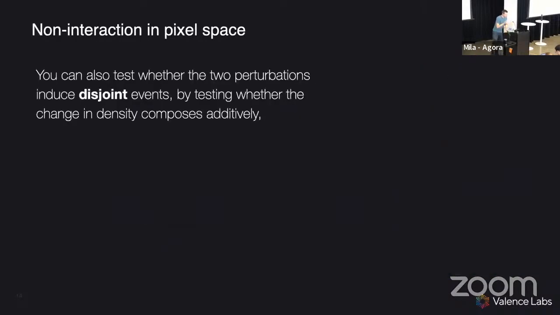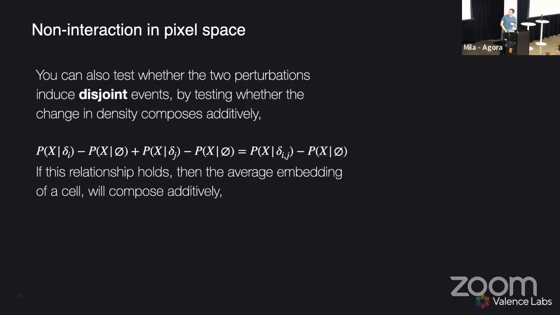All right, good. Okay, so that's one notion of independence. I'm going to tell you about a second notion of independence, which I will be the first to disclose is a much weirder one to think about, but it has a nice interpretation in terms of composing embeddings, so it's worth looking at. Rather than testing independent events, we can test disjoint events. These are two different notions of non-dependence, by testing whether the density composes additively.